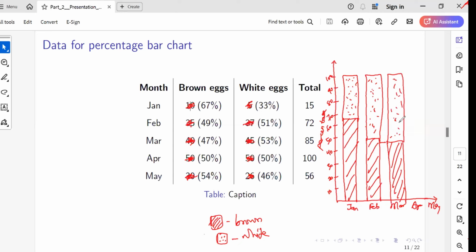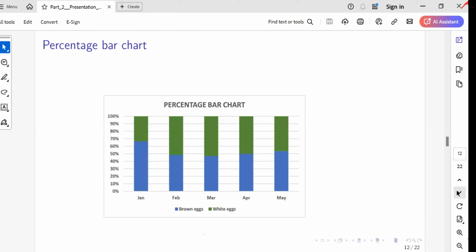Okay, with my dots. So you will notice that each of the charts or the bars will always extend to 100. The extension will be within each bar, how much of the 100% is for brown eggs and how much of it is for white eggs. Okay, this is what I just did.